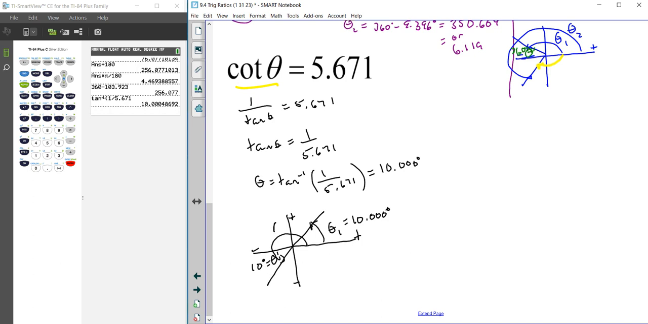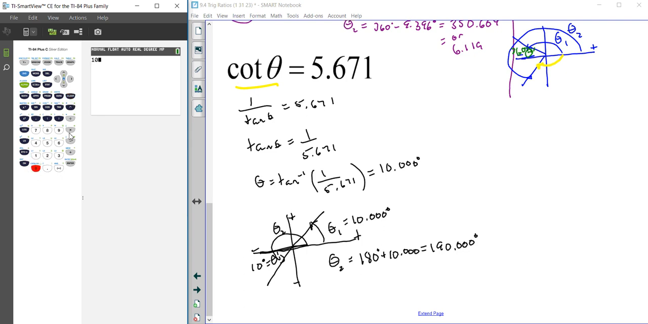If I want to figure out the second angle, because it's in the third quadrant, we're going to take that reference angle and add it to 180 degrees. And what we have is 190 degrees. All right, 190 degrees. And if you want to take 190 degrees and put it in radians, you just take those 10 times pi divided by 180 degrees. Bada bing, bada boom. So we can find this one is 0.175 radians.